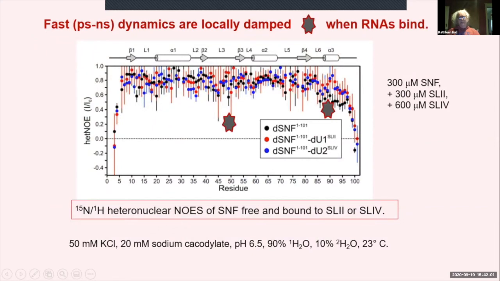The dynamics of the protein when the RNA is bound, the fast dynamics as measured by heteronuclear NOEs, they really only change in 2 different places. One is in loop 3, and the other is in the C-terminal tail. Binding of the RNAs locks those fast dynamics down, so they're really damped, which is again not too surprising because we know those are going to make contacts with the RNA.